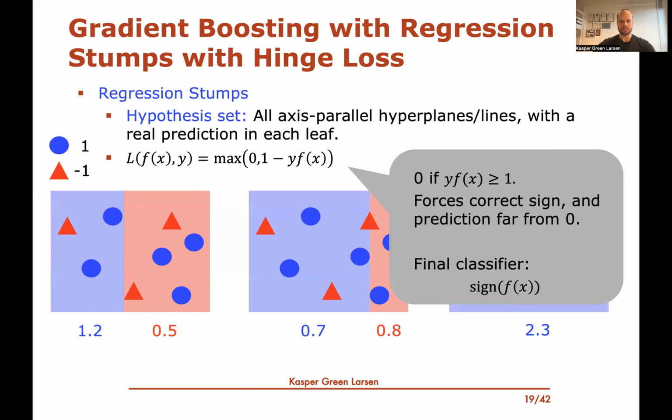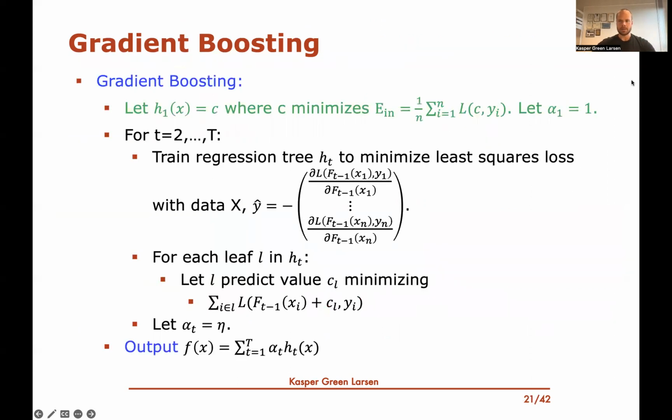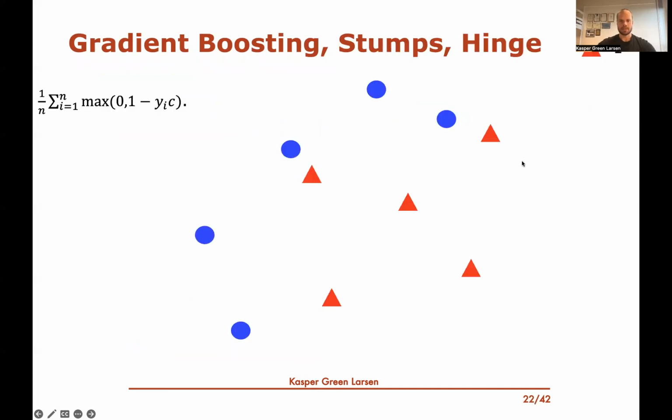So let's try to see if we can actually run this algorithm. So here's the data set, and the blue dots are thought of as having label +1, and the red triangles have label -1. So what does the algorithm say, right? The algorithm says that the first thing we should do is to find a constant value that minimizes the in-sample error if I predict that constant value on all the examples. And then we should set the coefficient that we are using on that constant value to be 1. So let's try to see.